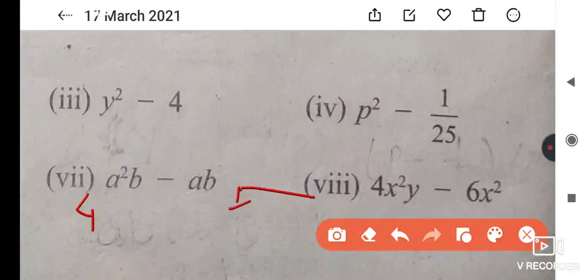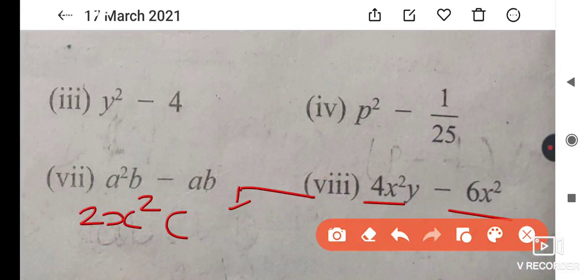So here, from 4, just take 2 outside the bracket. Inside the bracket, again, what is common? X is common here. Here x square is there, here also x square. So x square also we take outside the bracket. So 2x square is the common factor between these two terms. Now 2x square is outside, so from 4, 2 is outside the bracket and x square also.